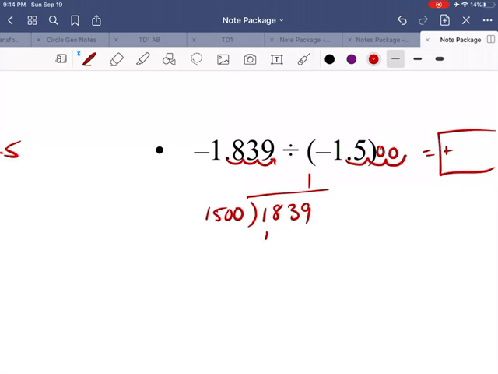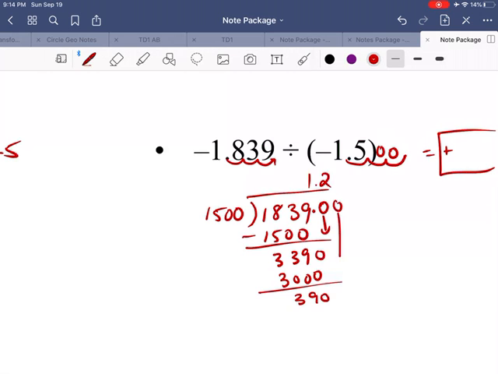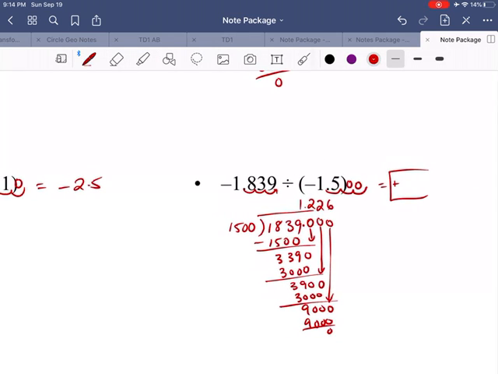All right, it goes in once. This is going to get a little gross. So stay with me if you can. 3, 3, 9. Put a 0 in, which means I get a decimal. That looks like it goes in twice. And then twice again. Ooh. And 1500 into 9,000 goes 6 times. Exactly. So 1.226. Okay. So there we are.